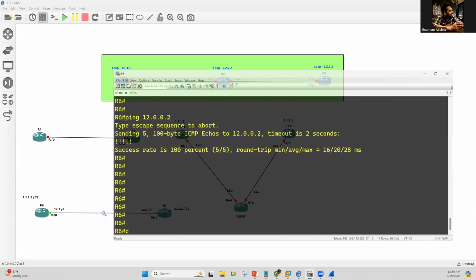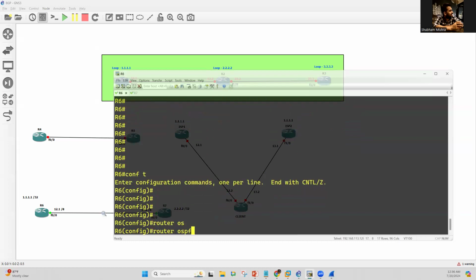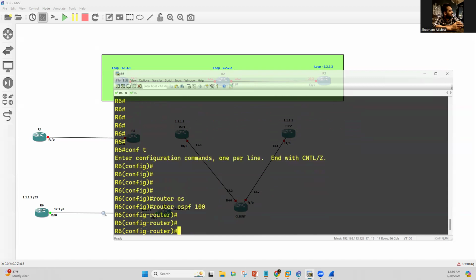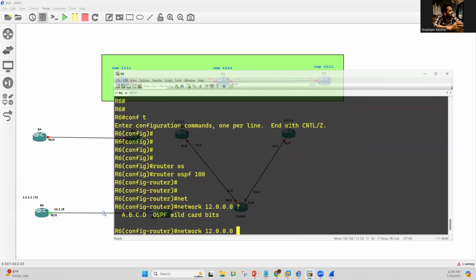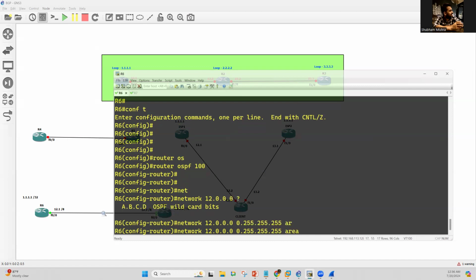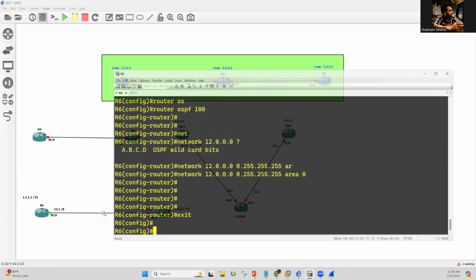Now I am configuring one IGP protocol here. Let's suppose router OSPF 100. After that, I have to run only one command, the network command. With it, I advertise prefixes in OSPF. For example, I am advertising 12.0.0.0. After that, I have to write the wildcard mask. I already configured 12.1 slash 8, so the subnet mask is slash 8. Then what is the wildcard mask for slash 8? Who can tell me? 0.255.255.255. After that, you have to define the area. Let's suppose area is 0.